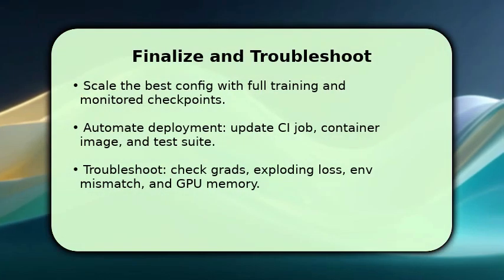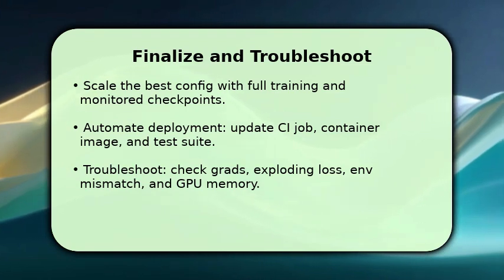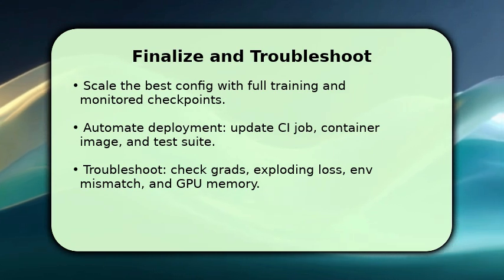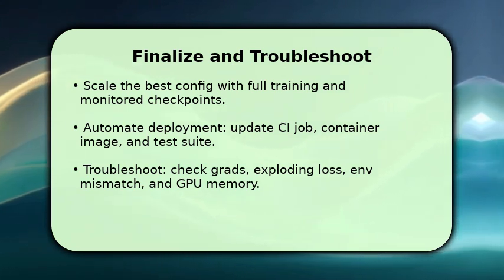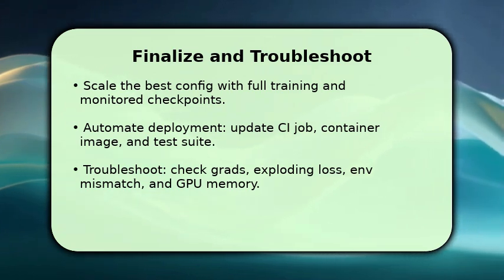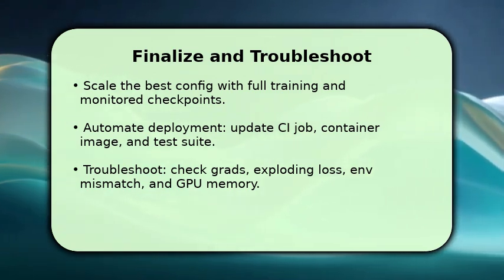You finalize by running a full training with the chosen config and enabling regular checkpoints so you can resume or analyze later. Then update your deployment pipeline. Bump CI jobs, rebuild the container image, and run smoke tests to ensure inference matches expectations.